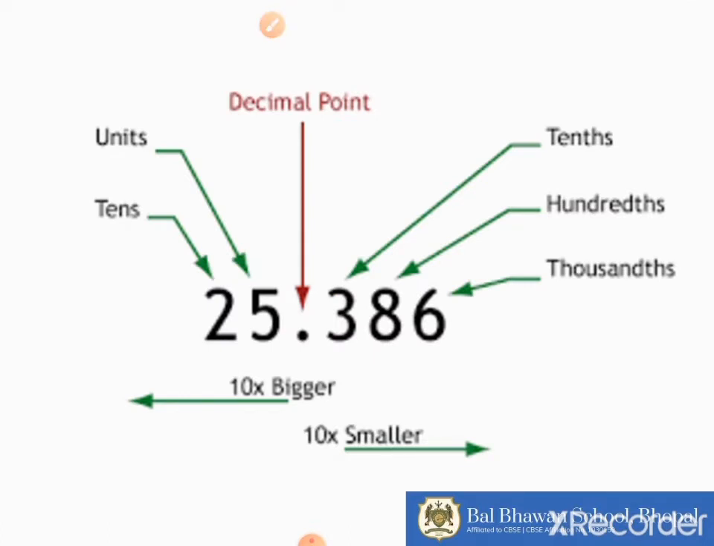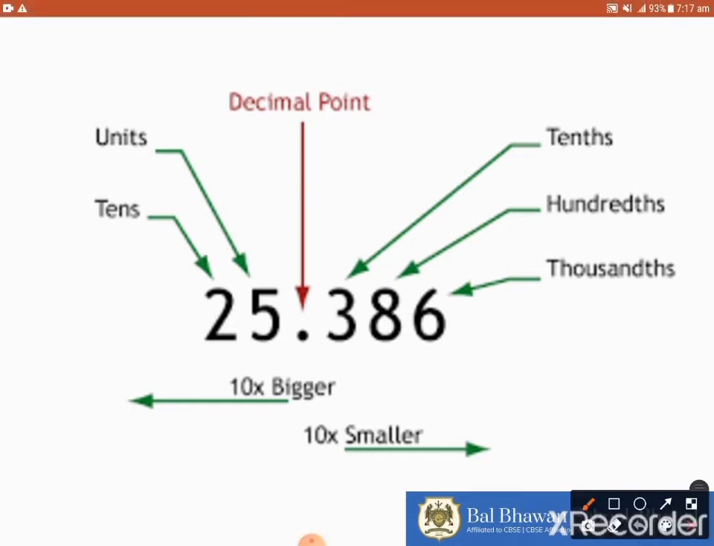Look at another example. It is 25.386. Yes, we have to read it as twenty-five point three eight six, and not as twenty-five point three hundred eighty-six, because when we read a decimal number, we should read the digits after the decimal separately. So 2 is on the 10's place, 5 is on the 1's place, that we know already. After this there is a decimal point.